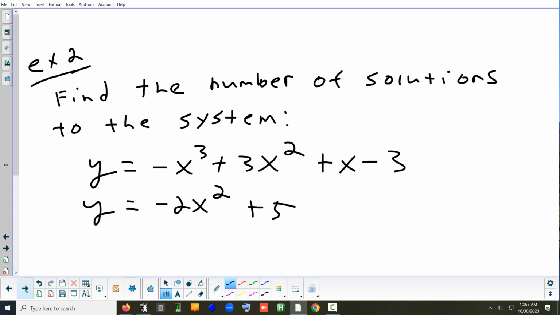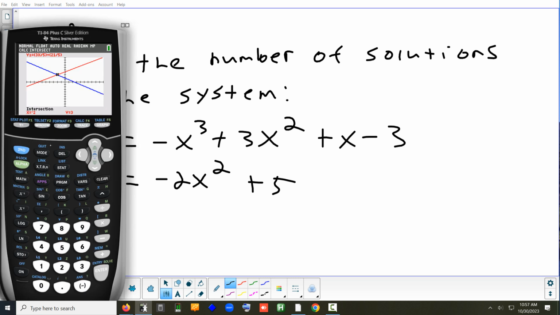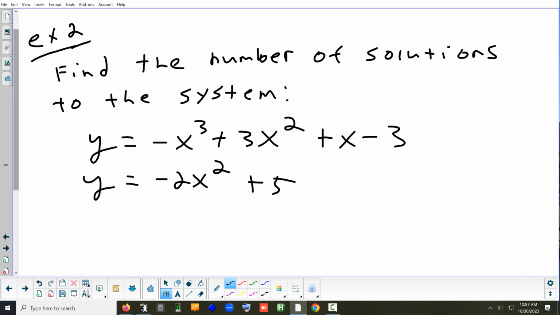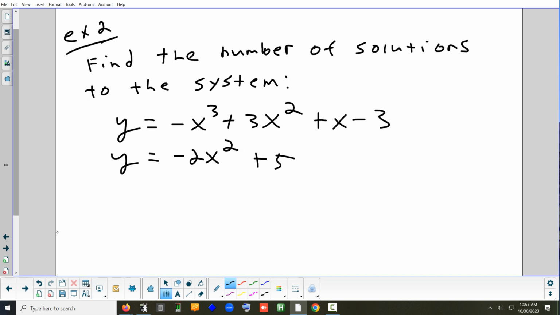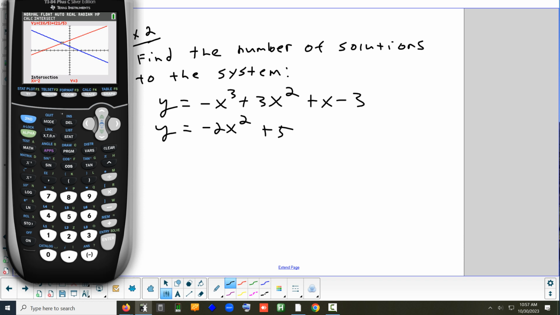Okay, the next one, the y's are already by themselves. And this time, they're not asking us to solve the problem. What are they asking for? Yep. The number of solutions. The number of solutions. So how many times do the graphs cross? All right, let's type these in. Let me go like this so you can see it. I think that'll work.